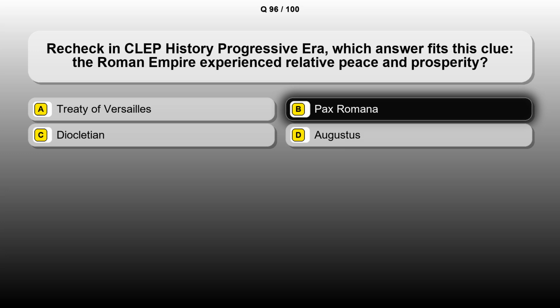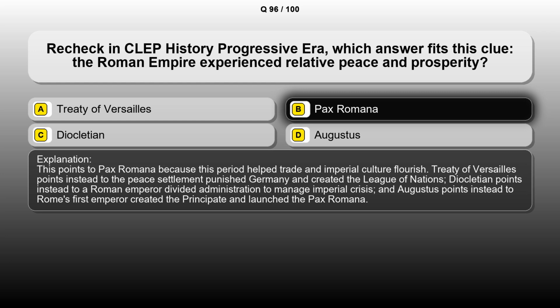The correct answer is option B, Pax Romana. This points to Pax Romana because this period helped trade and imperial culture flourish. Treaty of Versailles points instead to the peace settlement punished Germany and created the League of Nations. Diocletian points instead to a Roman emperor divided administration to manage imperial crisis, and Augustus points instead to Rome's first emperor created the Principate and launched the Pax Romana.